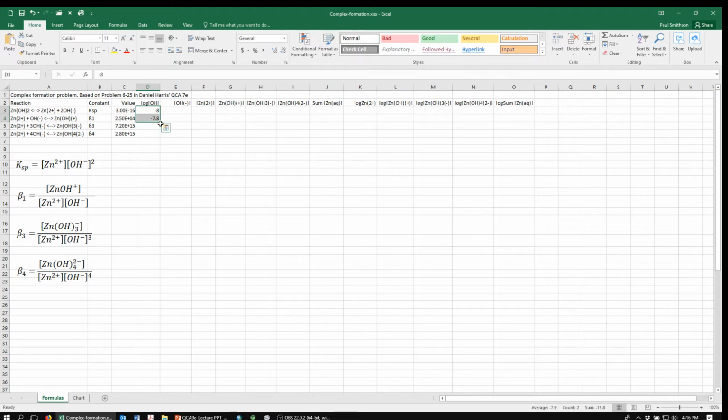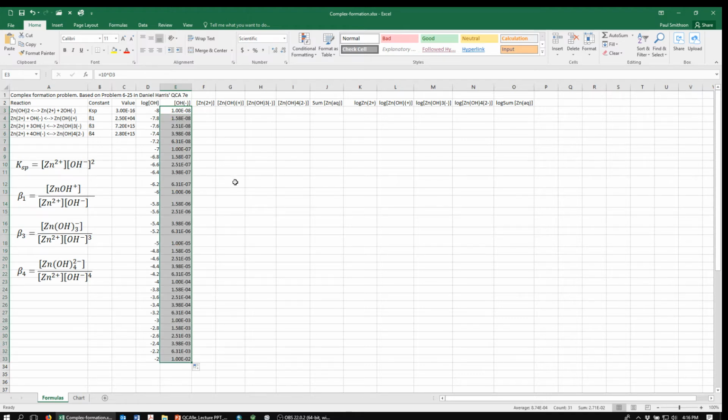And we're going to drag that down. We're doing more than we actually need. We'll truncate this for the graphic. So let's do the antilog to get our hydroxyl concentration. So, 10 to the log. I'm not using negative log. I'm not using pOH. I find it easier to interpret this way.